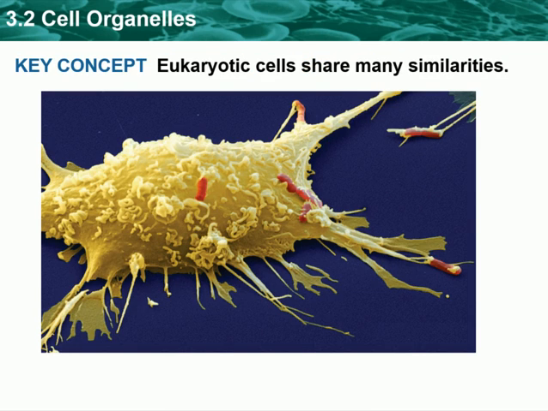This has been Chapter 3, Section 2, Cell Organelles. Key concept: Eukaryotic cells share many similarities. Main ideas: Cells have an internal structure. Several organelles are involved in making and processing proteins. Other organelles have various functions, and plant cells have cell walls and chloroplasts.